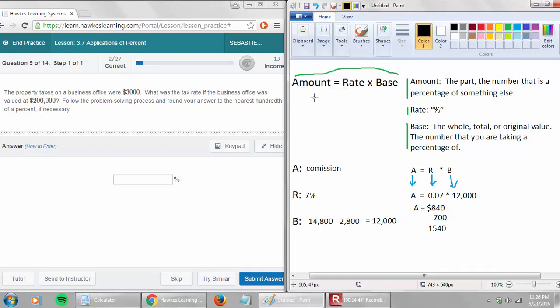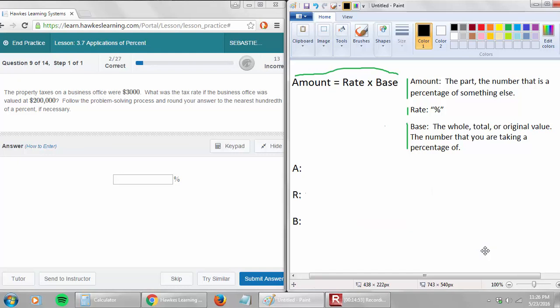Okay, so it says the property taxes on a business office were $3,000. What was the tax rate if the business office was valued at $200,000. And again, follow the problem-solving process and answer to the nearest hundredth of a percent if necessary.